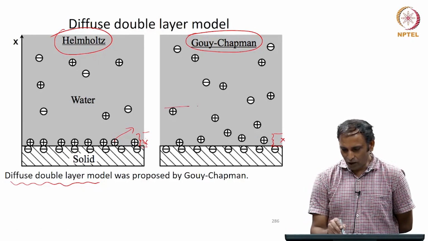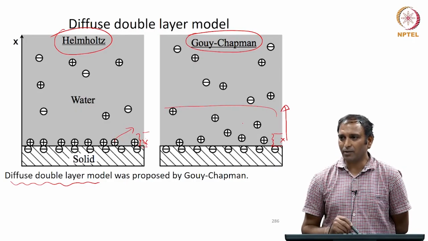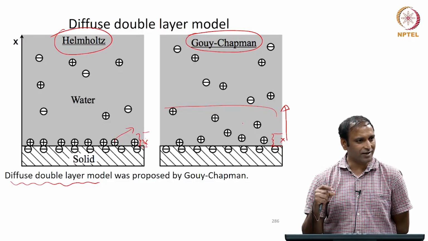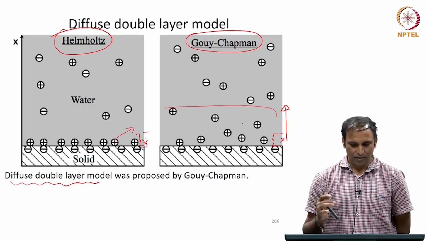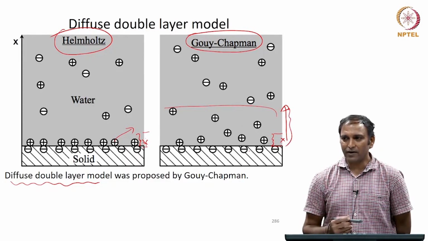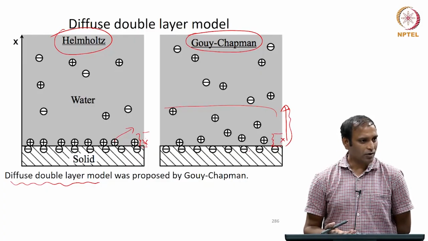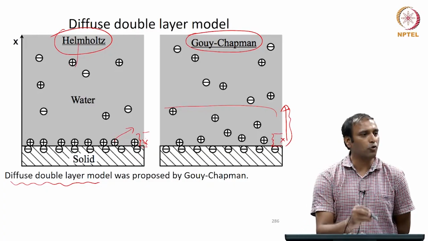And the fact that there are also counter ions here, you can say that the thickness of the double layer is now a little bit expanded. So, it turns out that this picture is more true than what comes out of the Helmholtz model.